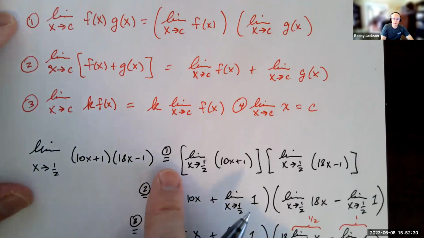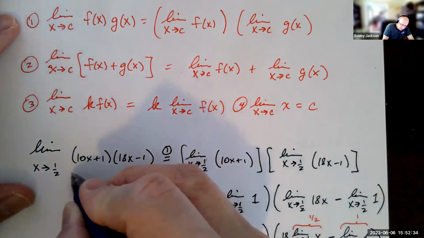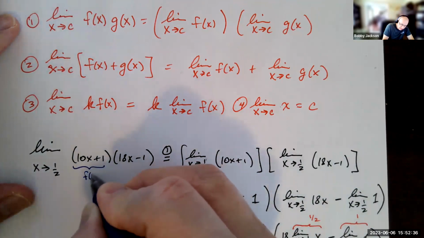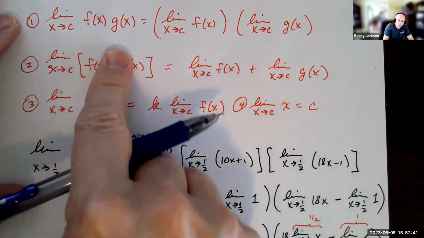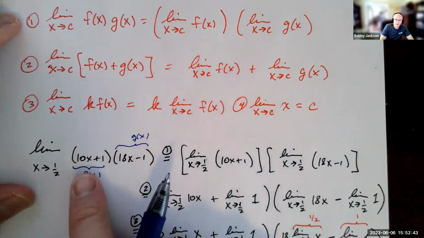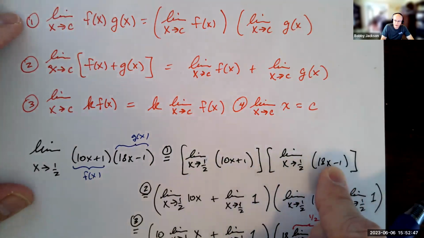Okay, so I'm going to evaluate this limit. And the first thing I'm going to do is use number 1. I have the limit of a product of two functions. So basically this is my function f of x, and this is my function g of x that I'm mentioning up here. And so it's the limit of f of x times the limit of g of x.